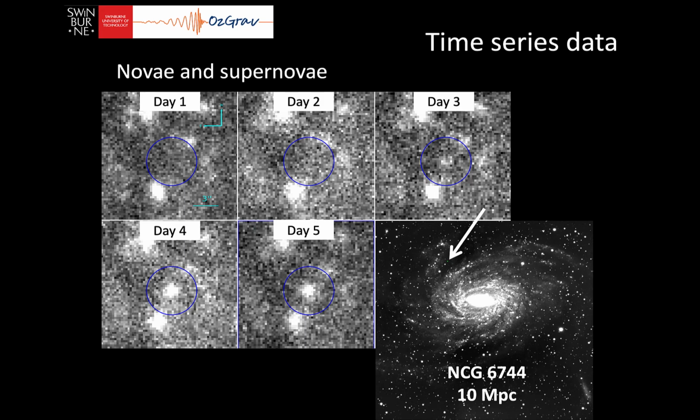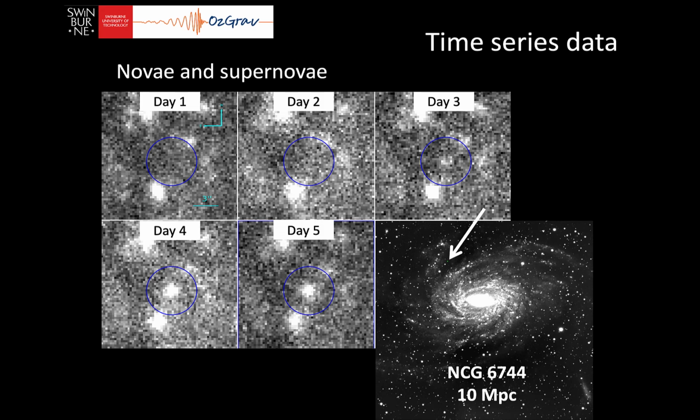Then there's time series data. Time series data is measuring objects as they change over time. What I'm showing here are a number of images of a nova explosion. The bottom right shows a galaxy. It's a somewhat nearby galaxy. And in this tiny spot with the arrows pointing, there's a zoom in section of that.